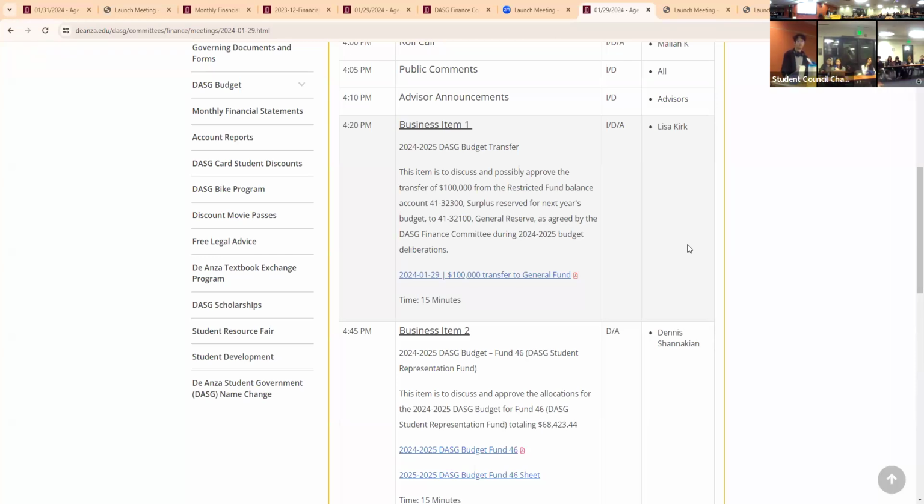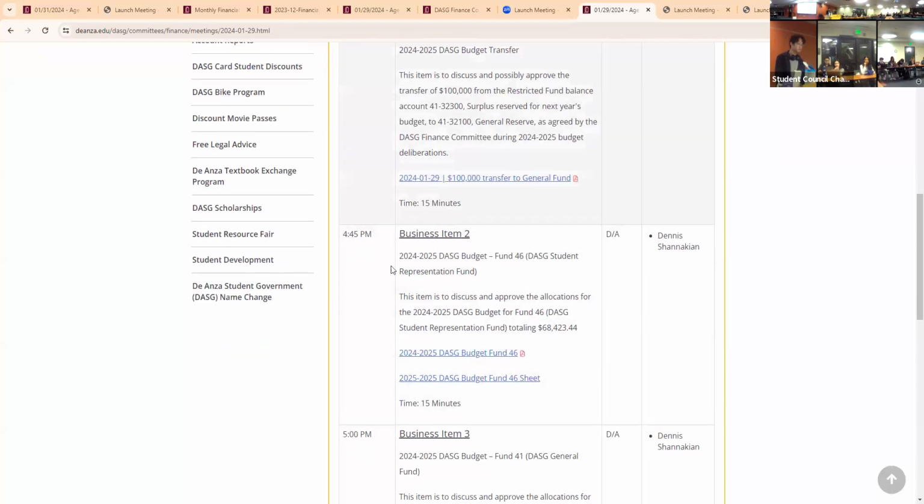Okay. We have to see the numbers. Yeah, I guess you do. So I move to support the transfer of $100,000 from the restricted fund balance account 41-32300 surplus to the financial bucket 41-32100 general. Second. Moved by Kate, seconded by Nicholas. Are there any objections? No objections. This motion passes.